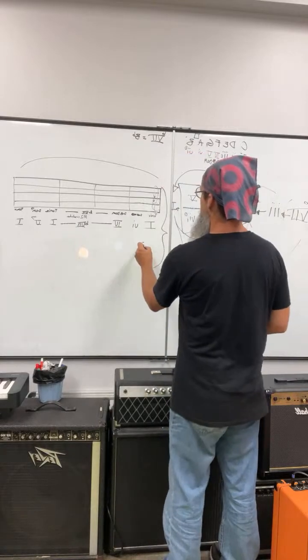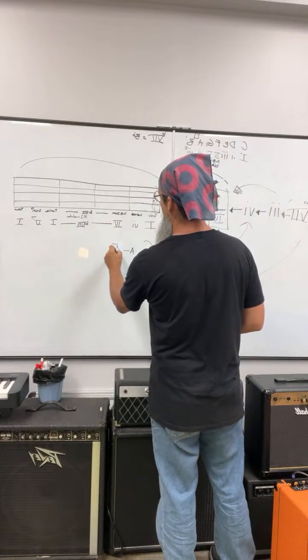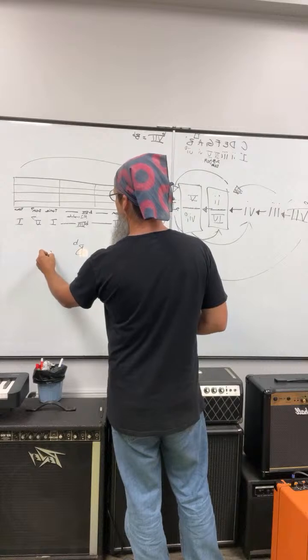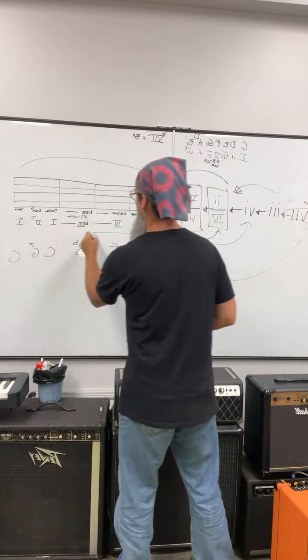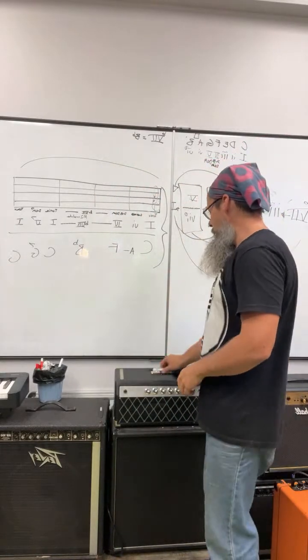Cool. So we've got our C, A minor, F. We've got our B flat, and we've got our C, G7, and C. Cool. Throw out the beat. I'll clap it out for us.